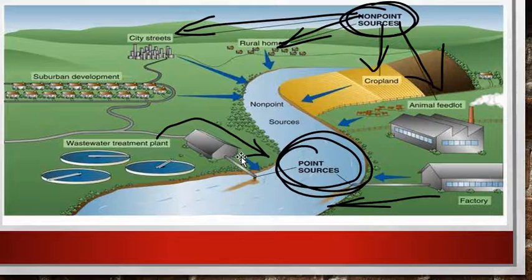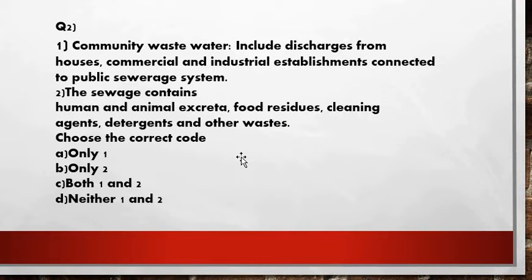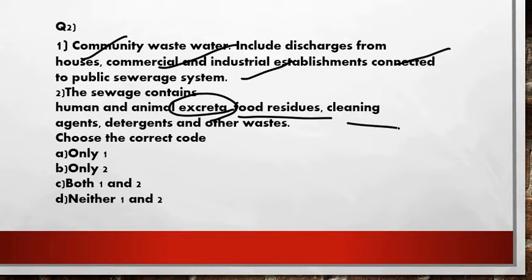Next we move to the second question, that is community waste water includes discharges from houses, commercial and industrial establishments connected to public sewerage systems. The second statement says the sewage contains human and animal excreta, food residues, cleaning agents, detergents and other waste. So here obviously both statements are correct, so no need to get confused here. So our answer will be C, right?